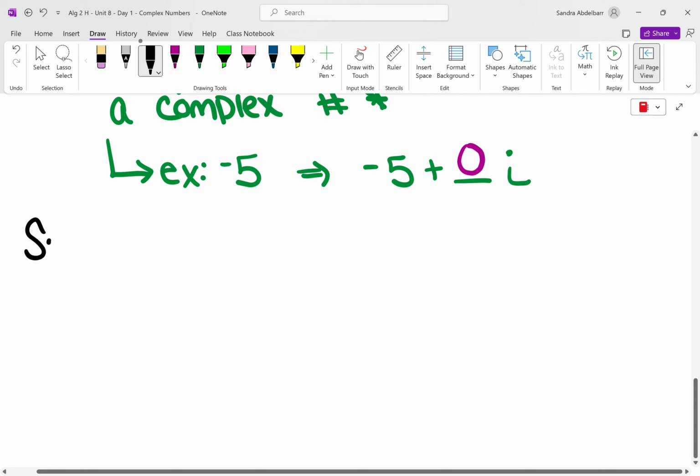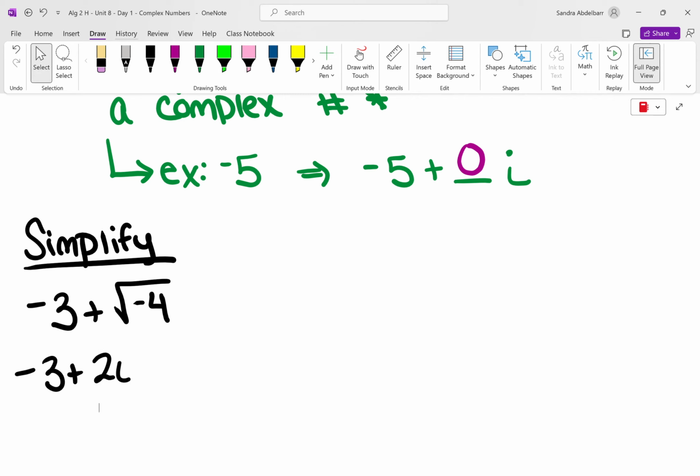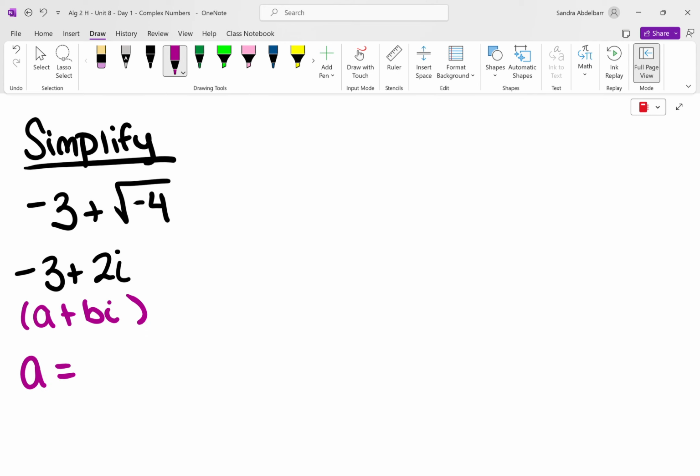Okay, let's simplify. If I have 3 plus the root of negative 4, we never leave a negative underneath the radical. So we're going to have 3 plus 2i. This 3 plus 2i is absolutely in complex form, a plus bi. Can somebody identify which number represents our a? Philip? And our b? 2. 2, perfect.